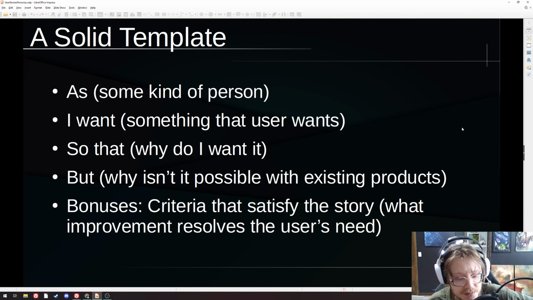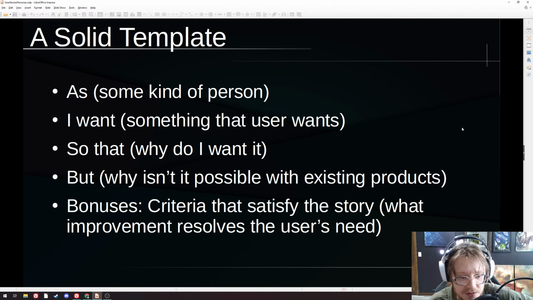So as a solid template, this is kind of the thought process that you should follow. You should start with: as what kind of person am I, or what particular persona am I representing? I want, and then something that I want, or I need, or I'm frustrated by. It doesn't have to be a positive, it could be a negative, but usually we would phrase those as I want bad thing to stop, or bad thing to get better. And then next we want to look at so that: why do I want it, or why do I want it to stop, or why do I want it to get better. So a little bit of your motivation there.